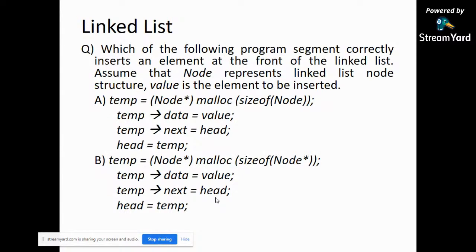Which of the following program segments correctly inserts an element at the front of the linked list? So here again, the code is given to us and we have to identify the correct code which is used for inserting an element at the front of the linked list. Assume that node represents the linked list node structure, value is the element to be inserted. So the first option is temp is equal to node star malloc size of node, temp of data is equal to value, temp of next is equal to head, and head is equal to temp. No, this is not the correct option.